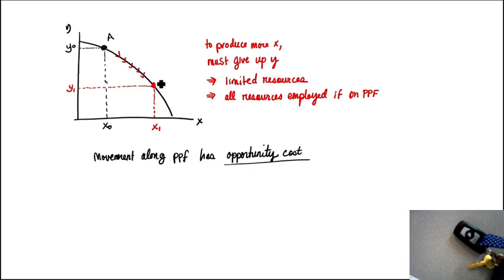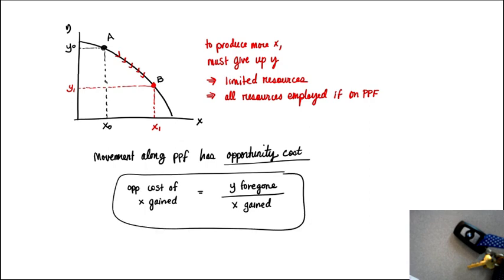If I want to calculate, that should be point B, the opportunity cost of going from A to B, in this case, of X gained. Everyone agree? We're moving from A to B, so we're gaining X, and we want to know what the opportunity cost of gaining more X is. Well, that's going to be measured in the amount of Y foregone, and we're going to do it as a ratio relative to the amount of X gained. So opportunity cost is going to be foregone over gained. Okay? It's always foregone over gained.